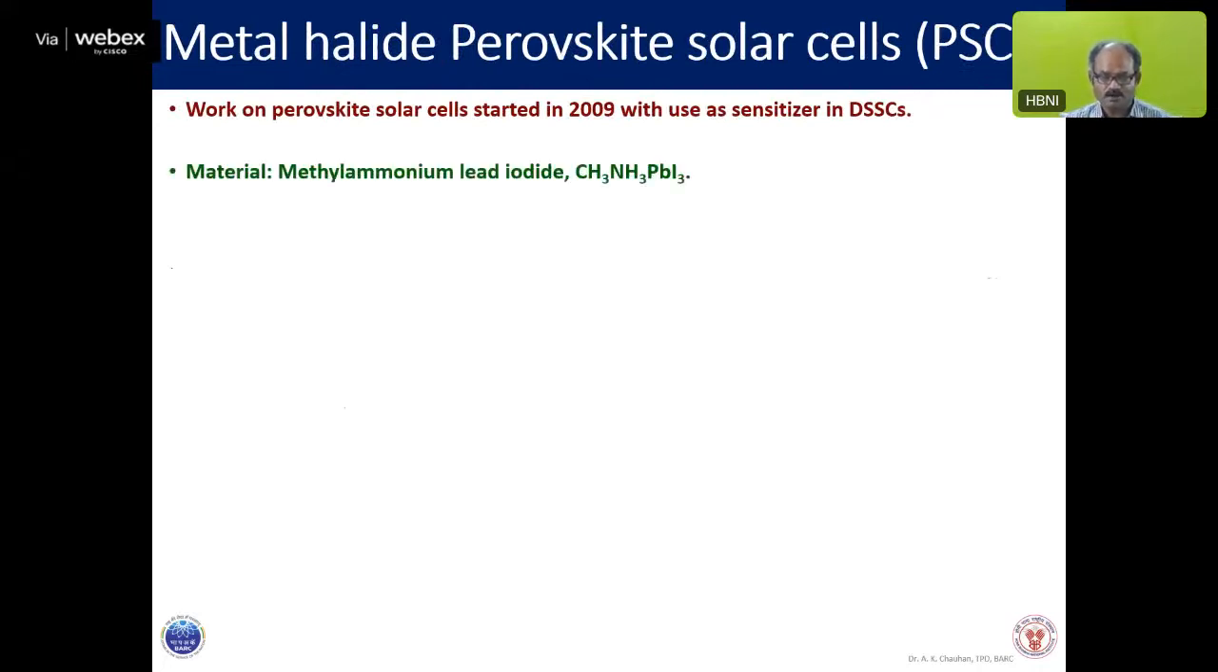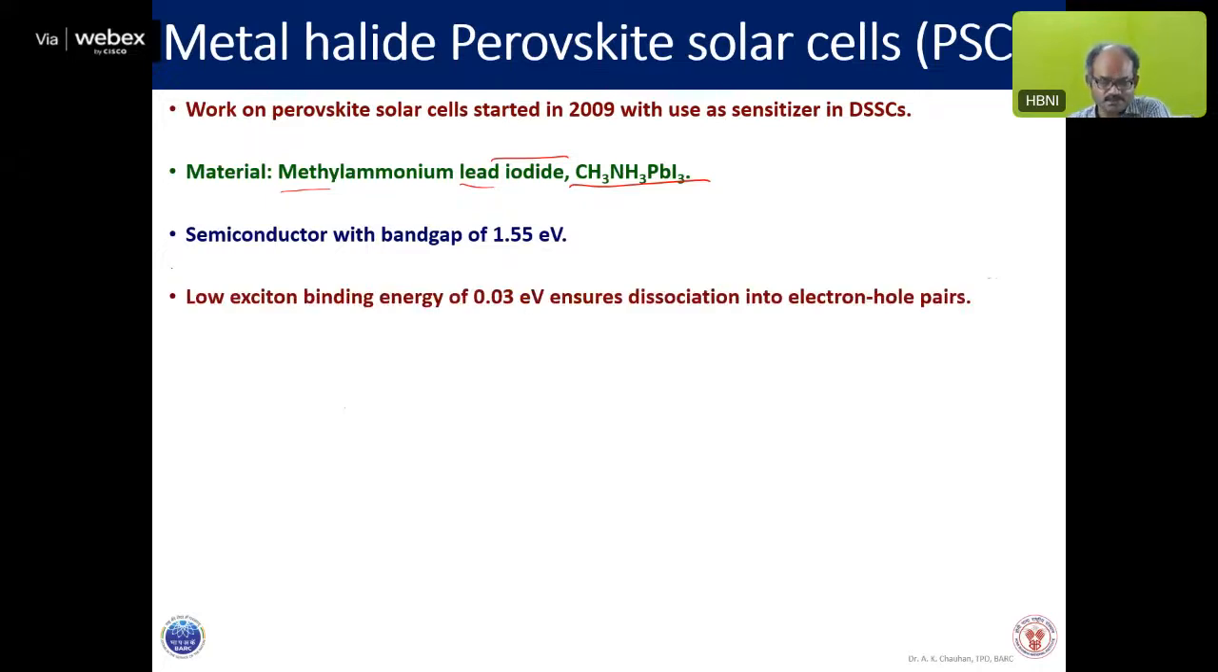Then work on perovskite solar cells. I will just quickly go through this. It started in 2009 with use as a sensitizer in DSSC. This dye is called a sensitizer. Why is it called a sensitizer? Because it doesn't do anything other than absorption. So this is the material, methyl ammonium lead iodide. Why do we call it perovskite? Because it crystallizes in the perovskite structure, ABO3.